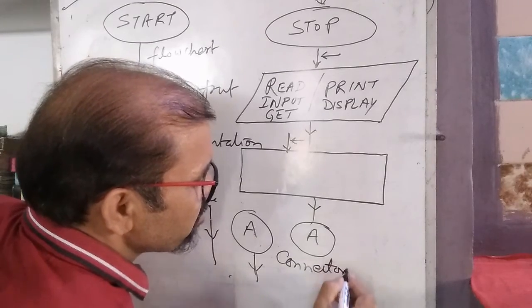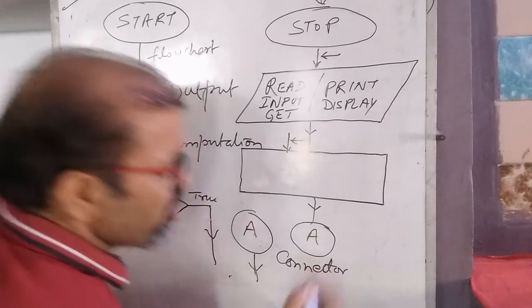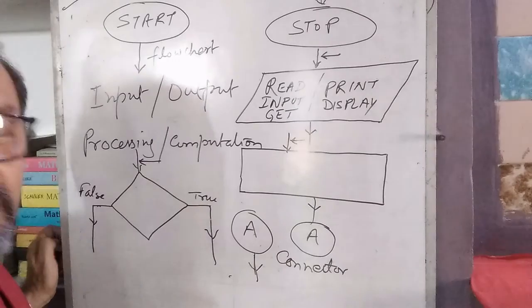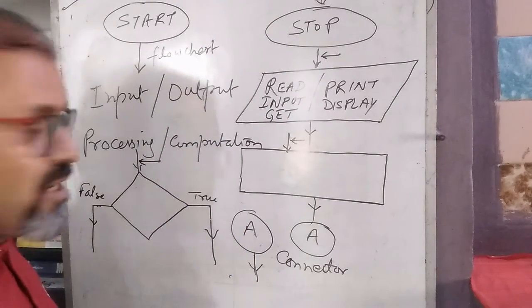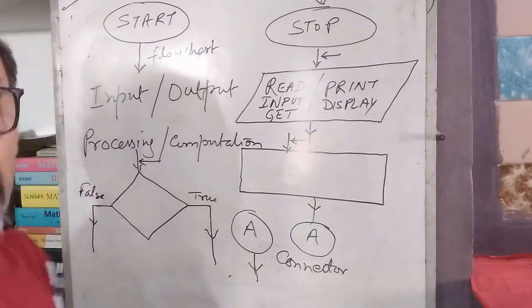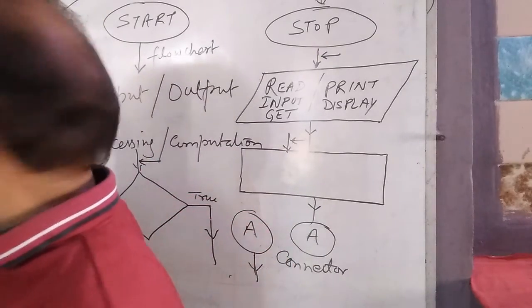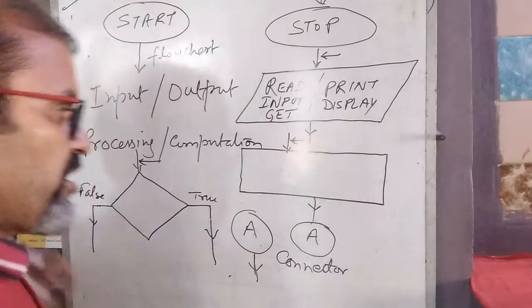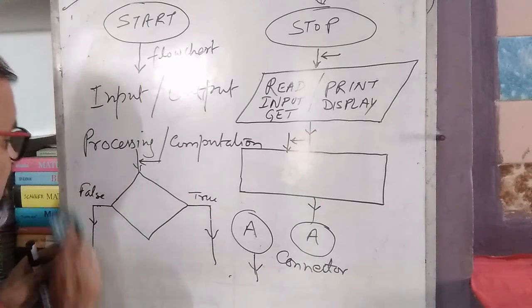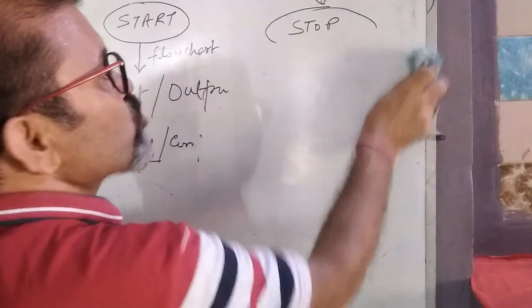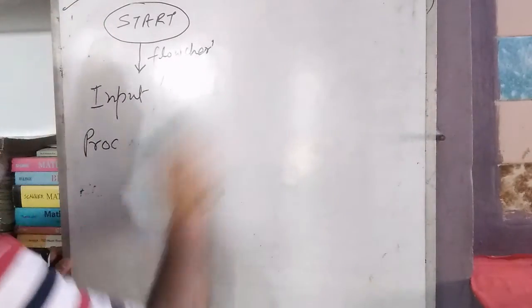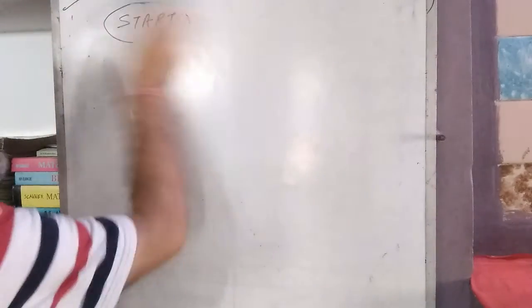This is the connector for connecting the remaining portion of the flowchart. Alright, so these are the basic symbols for drawing flowcharts. Let us draw a flowchart for a particular problem, then it will be quite clear how these symbols will be utilized for drawing a flowchart for a particular problem, which will show the solution of that problem logically and diagrammatically.